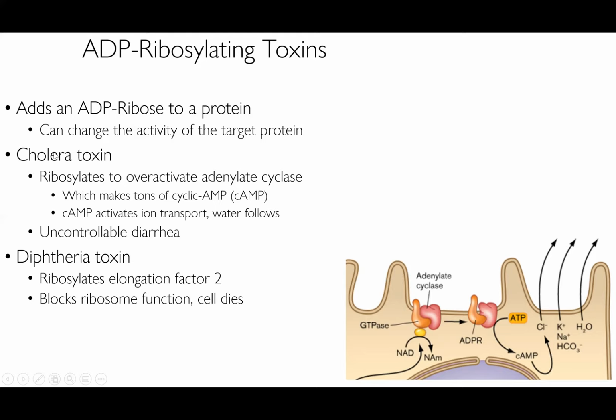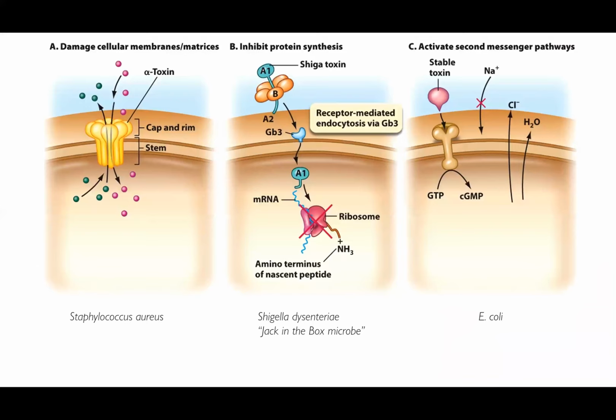Diphtheria does something very similar, but it completely blocks ribosome function, and if you cannot use your ribosomes, your cell will eventually die. So these are just 3 examples, in Staph aureus, dysentery, and E. coli, of how these AB toxins work and how they look.